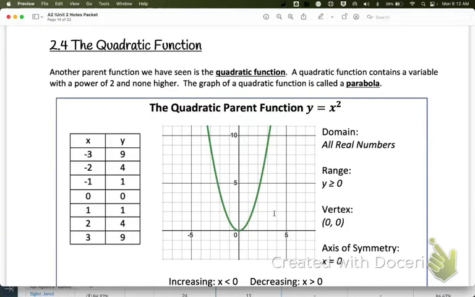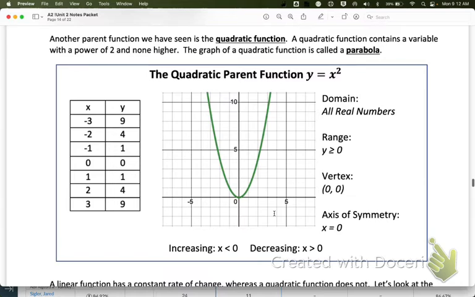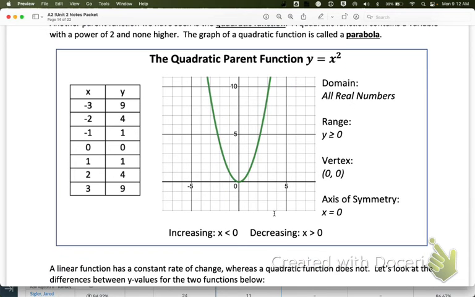Now that we have talked about the absolute value parent function in a little bit more detail, we're going to talk about the quadratic function today. The shape of a quadratic function is a U-shaped graph, and the name of this graph is called a parabola. So this is the sketch of a quadratic function. Its domain is all real numbers, and its range is y's that are greater than or equal to 0.